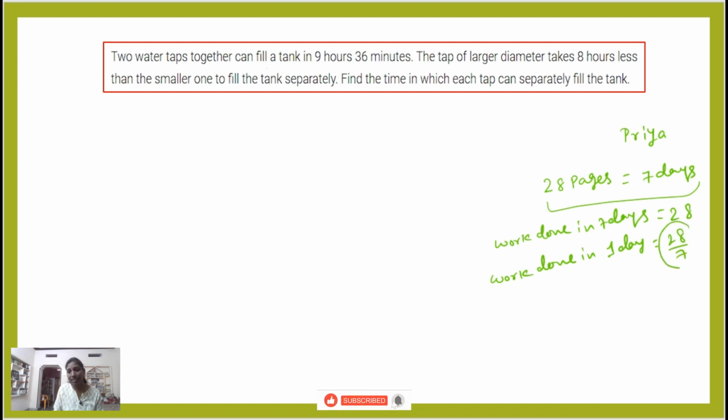This one is very important. You are applying the unitary method here. So you will get 4 pages. It means Priya reads 4 pages every day. So here the condition is that she has to do an equal amount of work. This is how we have to solve this question also. Let me erase it.